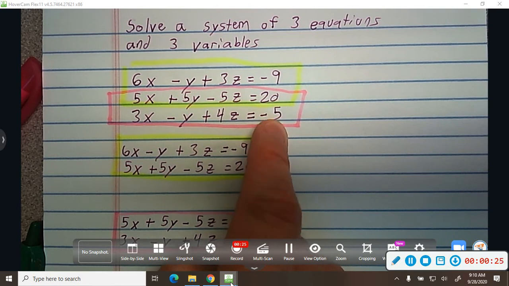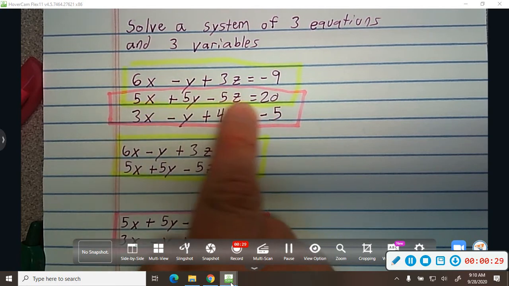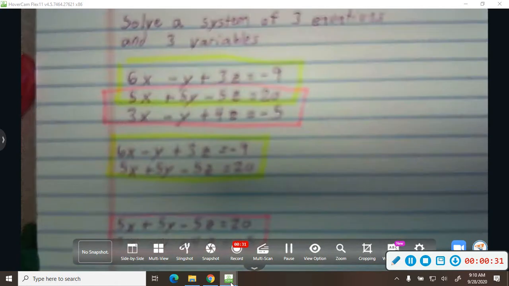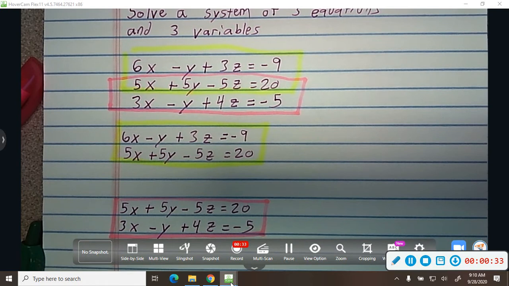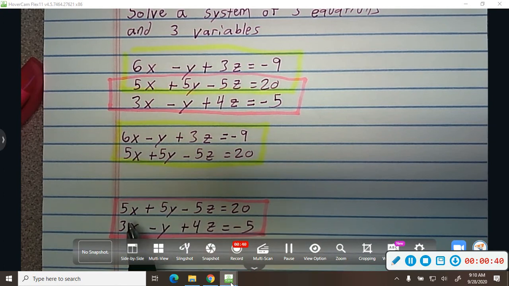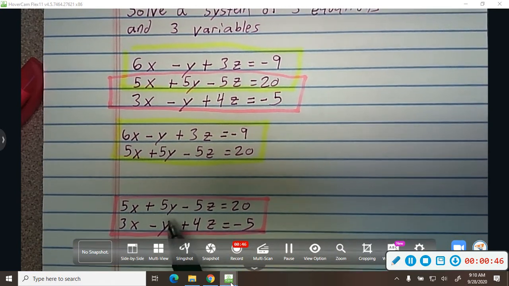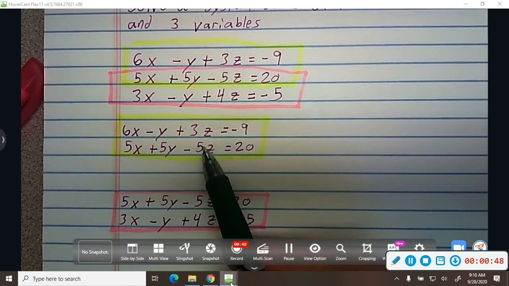So the first step is you put the first two equations together, you put the last two equations together, and then you get to decide which variable you want to eliminate. So you go through and you decide, do I want to eliminate the x's here and here? Do I want to eliminate the y's here and here? Or do I want to eliminate the z's here and here?